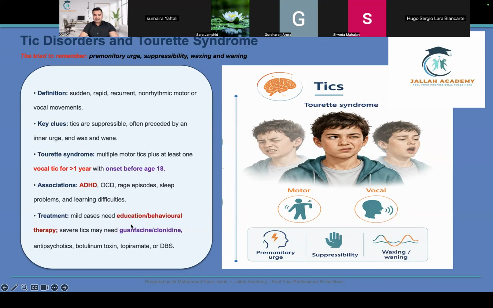Treatment of mild cases needs educational behavioral therapy. Severe tics may need guanfacine or clonidine, antipsychotics, botulinum toxin, topiramate, or DBS.